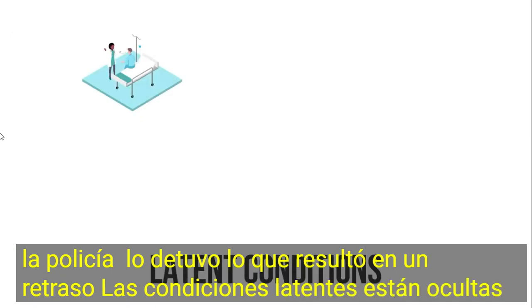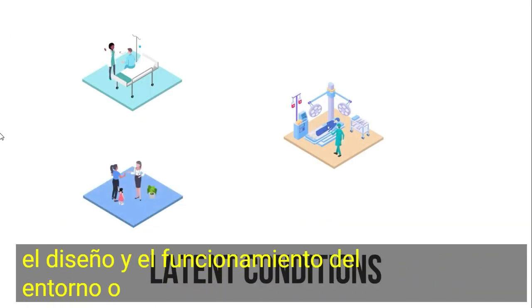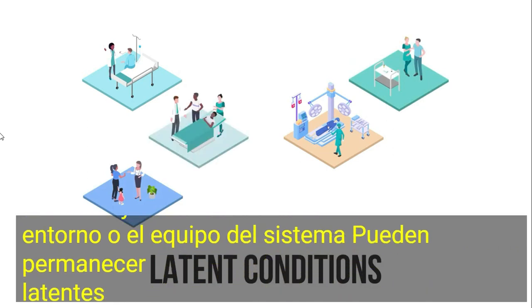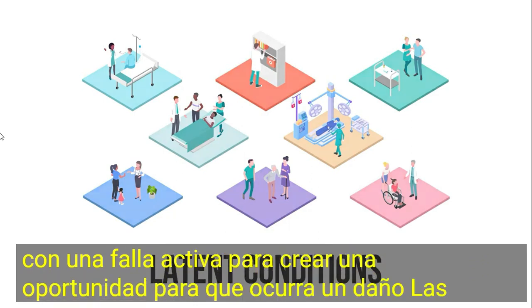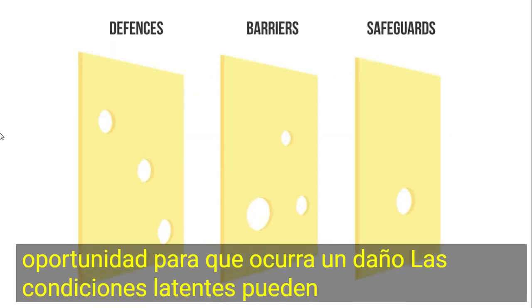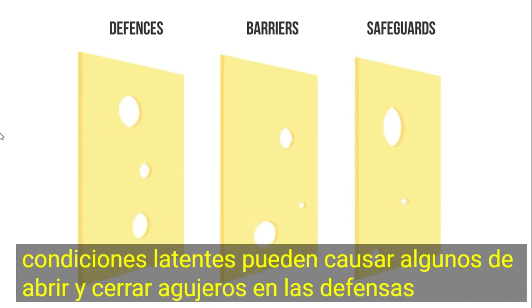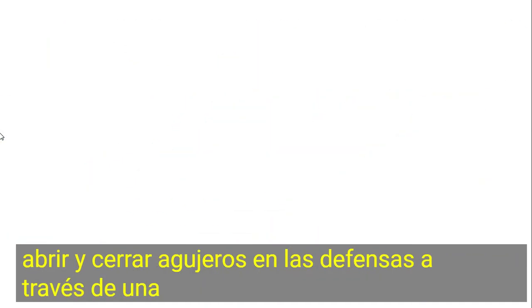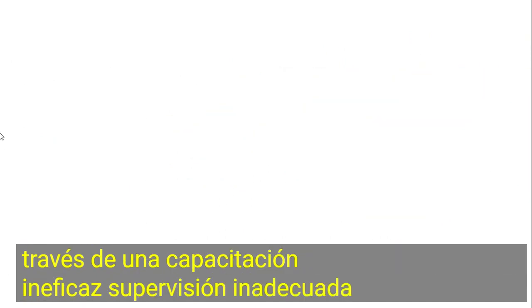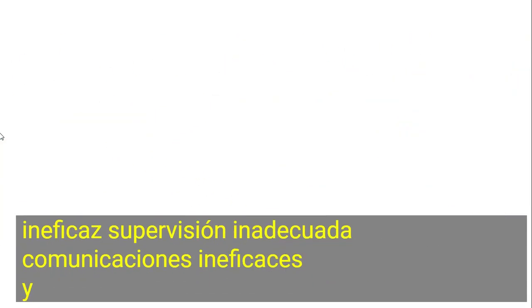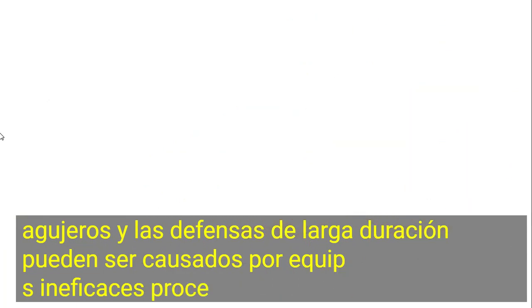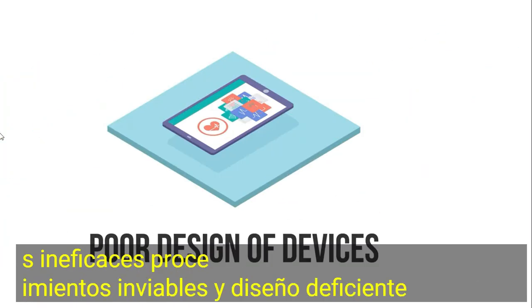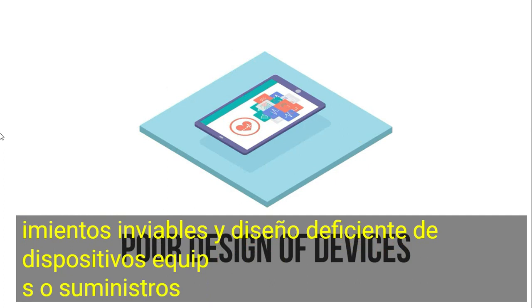Latent conditions are hidden in the design and working of the system, environment, or equipment. They may lie dormant in the system until they combine with an active failure to create an opportunity for harm to occur. Latent conditions can cause some of the opening and closing holes in defenses through ineffective training, inadequate supervision, ineffective communications, and inadequate staffing. Long-lasting holes in defenses can be caused by ineffective equipment, unworkable procedures, and poor design of devices, equipment, or supplies.